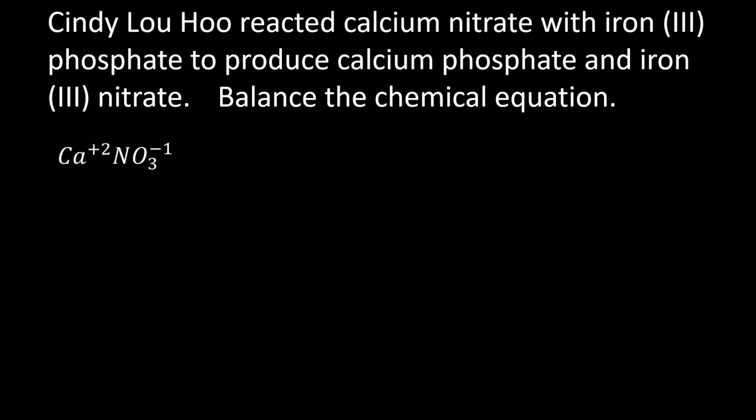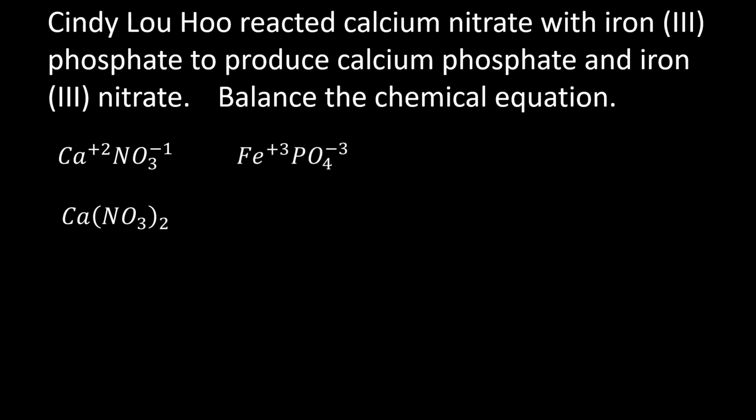The first one is calcium nitrate. Calcium's in the second column on the periodic table. It's always going to have a +2 charge, and nitrate has a -1 charge. So what we do is drop and swap those charges, and we end up with 1 calcium and 2 nitrates.